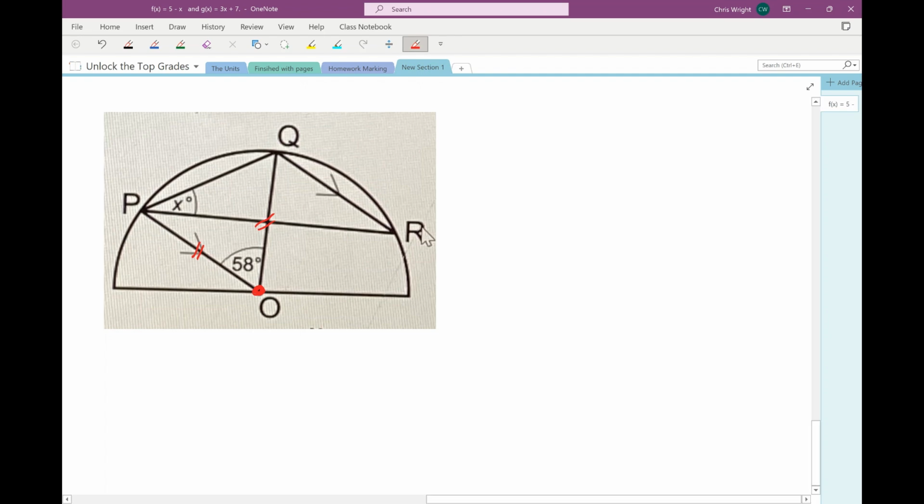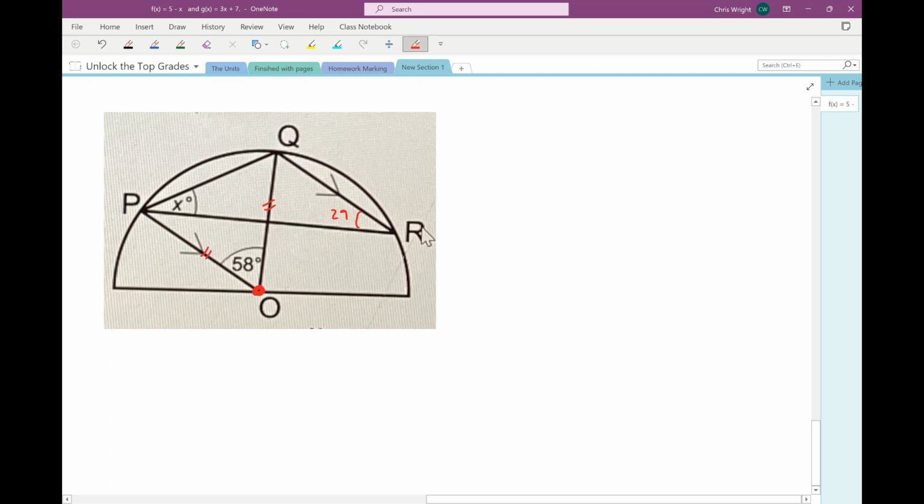Right, what else can I see? Well, if I look at this chord here, I've got an angle at the centre, and I've got an angle at the edge. So that angle at R is going to be half 58. So this angle at R is going to be 29.